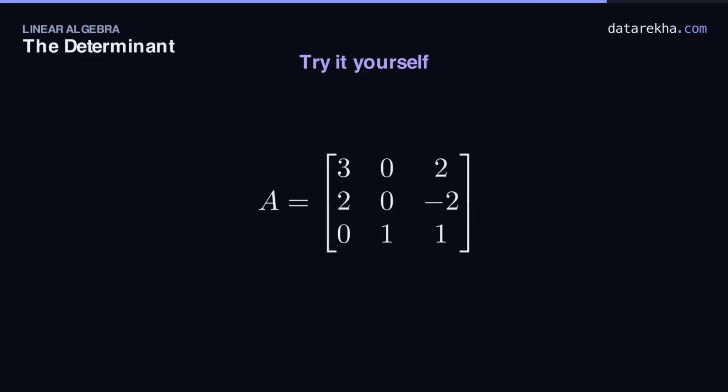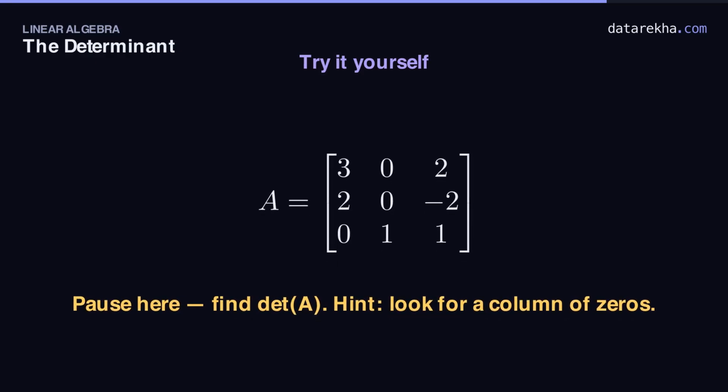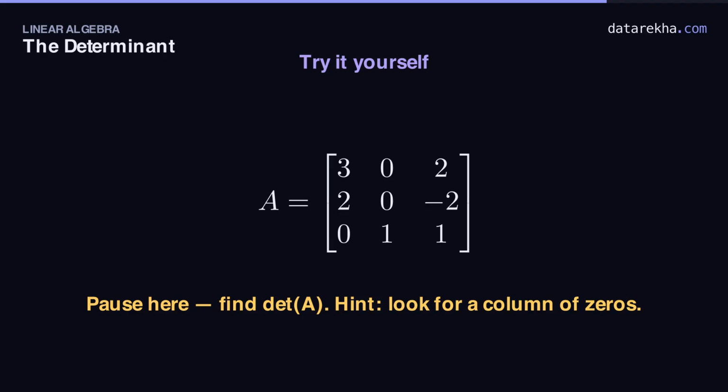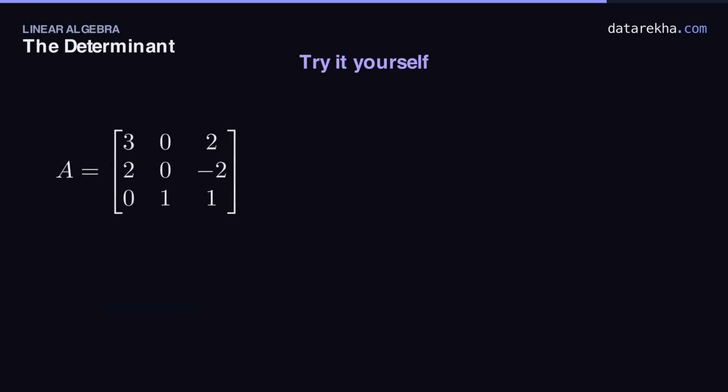Your turn. Here is a fresh 3 by 3. Before I solve it, pause the video and try it yourself. And here is a nudge: look for the row or column with the most zeros and expand along that one. I'll wait. Here is the clean route.